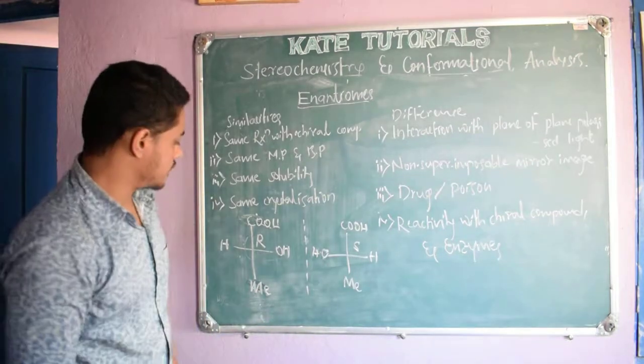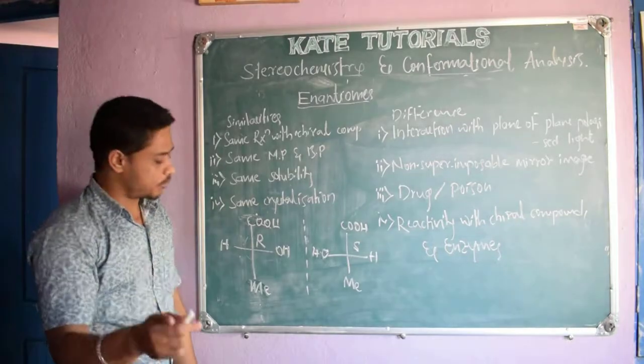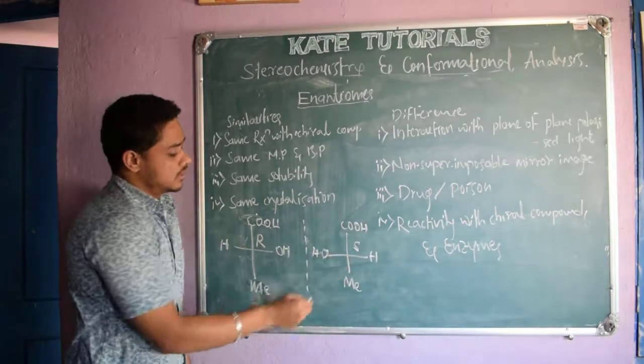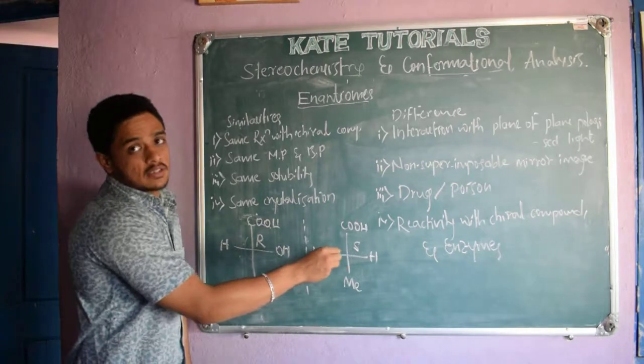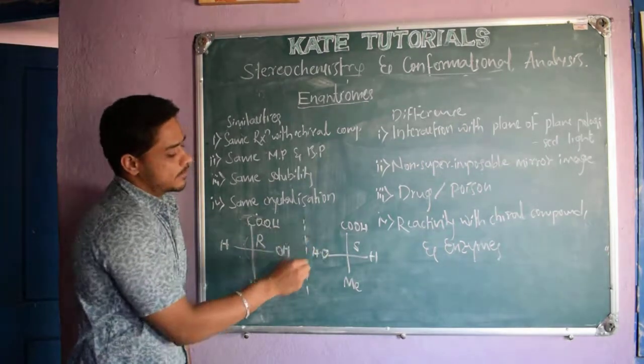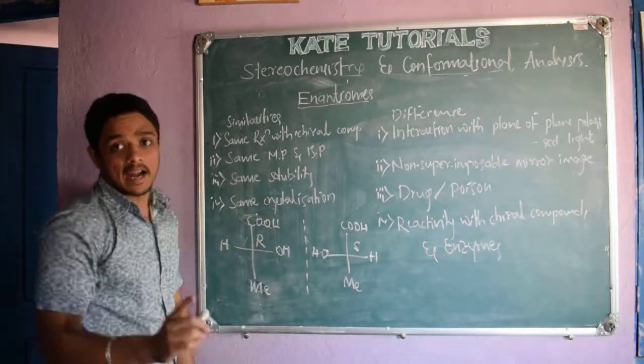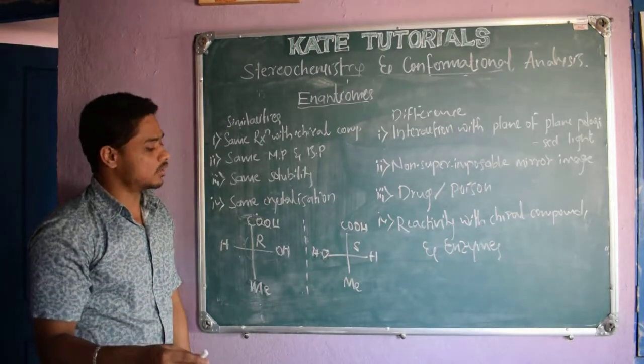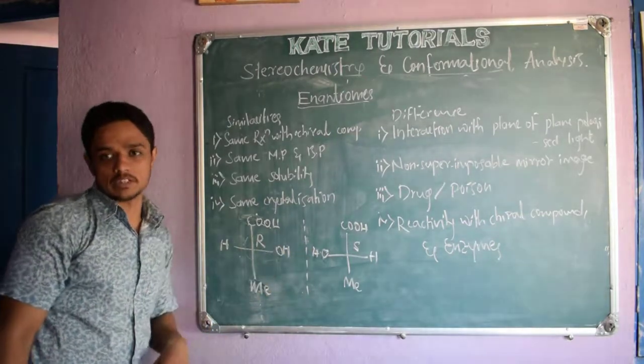I also told the definition. Enantiomers are the compounds which are optically active. They have a chiral carbon. They are optically active. They are mirror images of each other. And one more thing I didn't tell you, that these are non-superimposable.